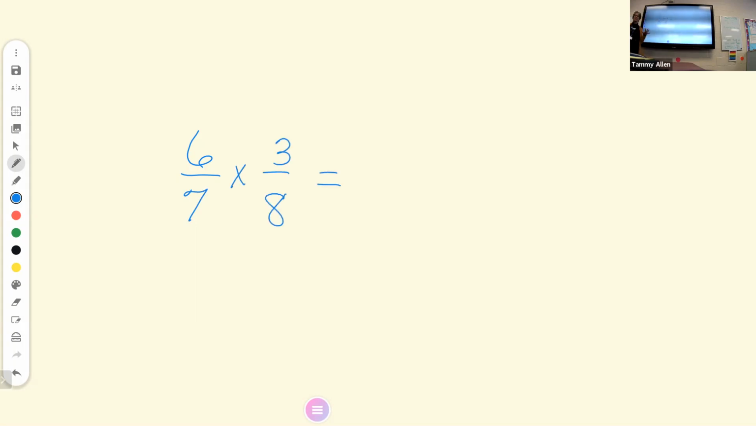Now, we're going to try to cancel without doing the reduce at the end business, all right? Do you see a factor of a numerator and a denominator? Eduardo? 8 and 6 have a factor of 2. 6 divided by 2 is 3. 8 divided by 2 is 4. 3 times 3 is 9. 7 times 4 is 28.